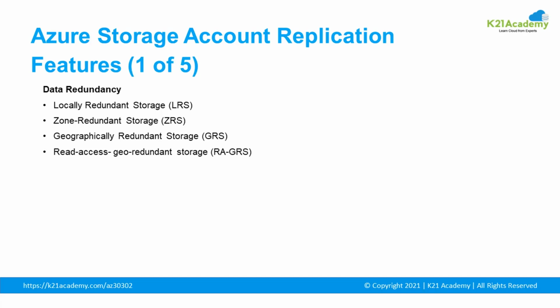So we have 4 replication options. There are others which are in preview, like GZRS, RAGZRS. So these are the main ones. If you can understand these, then you will be easily able to understand the others as well. LRS, that's locally redundant storage. ZRS, that's zone redundant storage. GRS, geographically redundant storage. RAGRS, read access geo-redundant storage. So let's take a closer look at each of these and understand what it is.